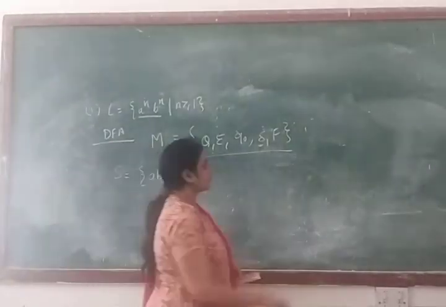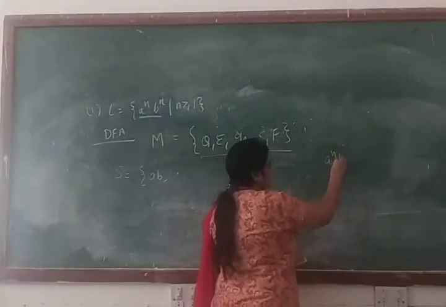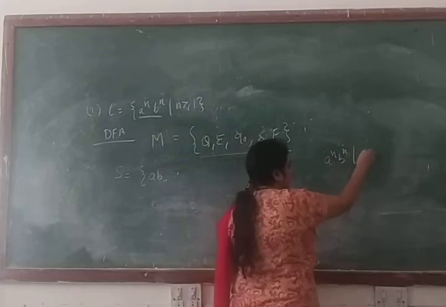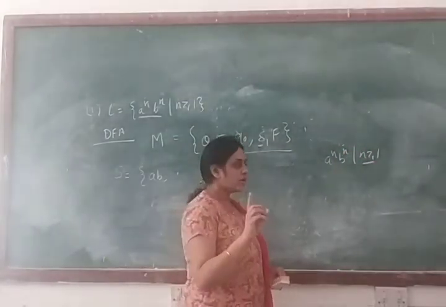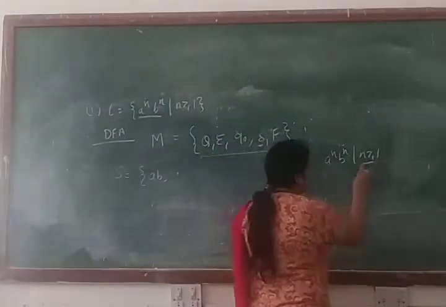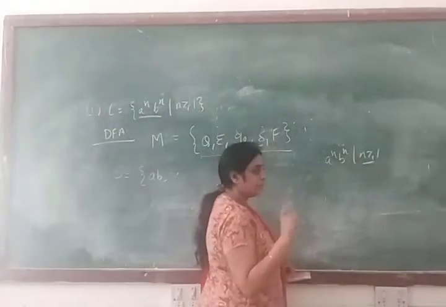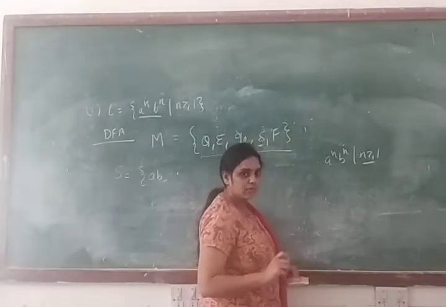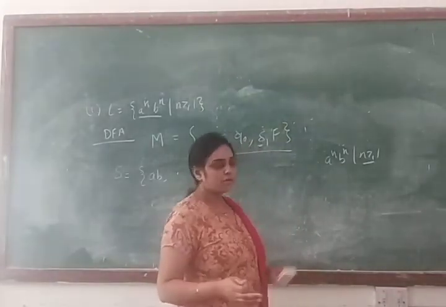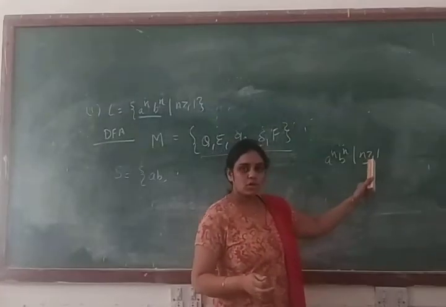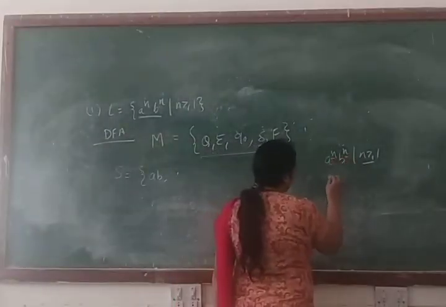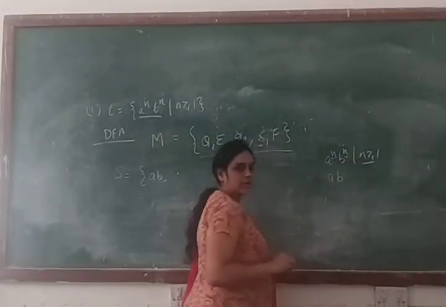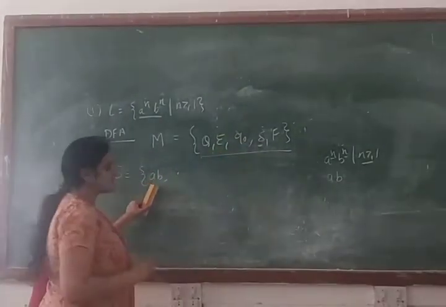How? See, a raised to power n, b raised to power n, where n greater than equal to 1. Your minimum value for n only is 1, means you can put only one value. If you are talking about the minimum value, maximum value can be anything for this n, right? N greater than equal to 1, that means minimum value is 1. If you will put 1 here, then you will get small a, small b. So this is your smallest length string.